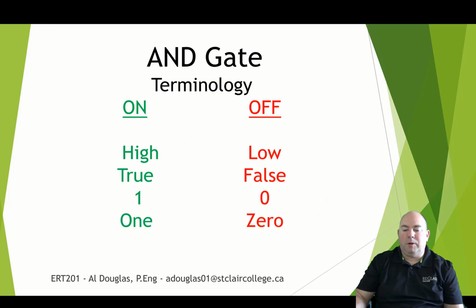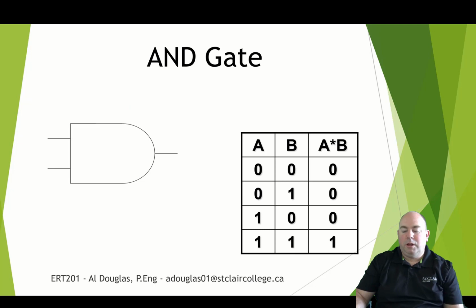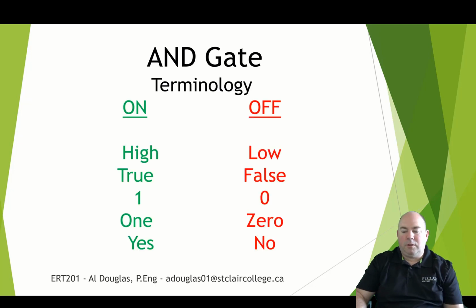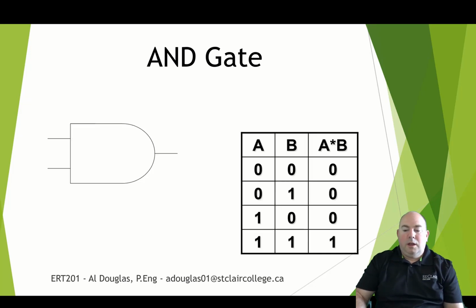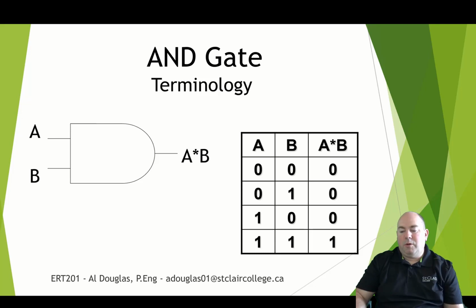We talked about some terminology, so on or off, high or low, true or false, 1 or 0. Those all mean the same things, interchangeable. So on can mean the same as high, true, 1, or yes. For the AND gate, we talked about with each of these gates, we have a truth table. And that is basically all the different permutations of inputs you can have and what those inputs would give you as a result. So this is the truth table for the AND gate.